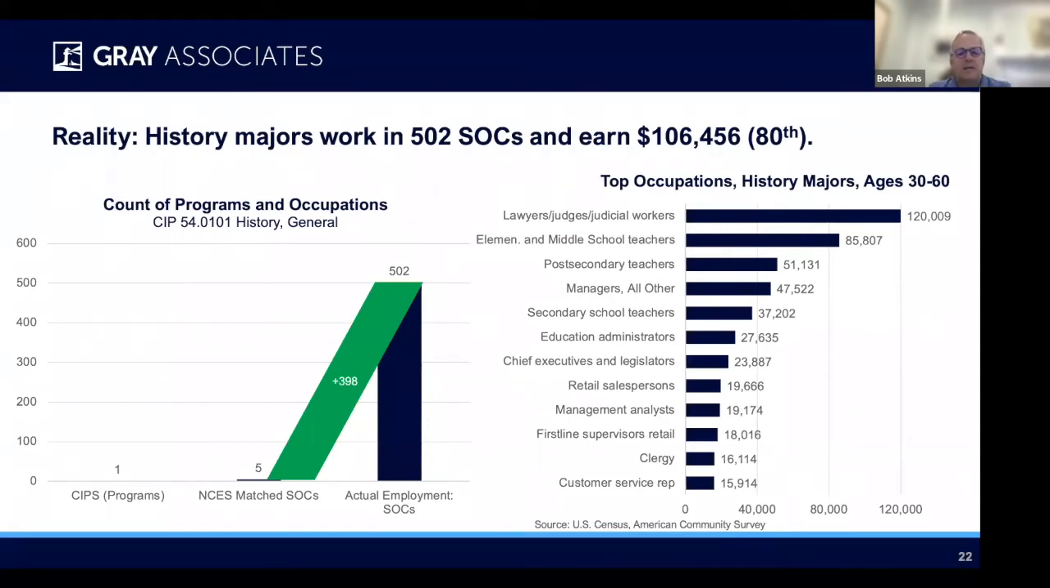On the left hand, you can see the number of CIPs. That's history. It's 1 CIP. Then you can see the NCES matched SOCs. There are 5, as we just discussed. And over here, we have the actual employment by SOC, or by occupation. And we find out that, oh, geez, history majors don't go into 5 fields. They go into 502 fields. Now, by the way, that's 497, not 398 difference.